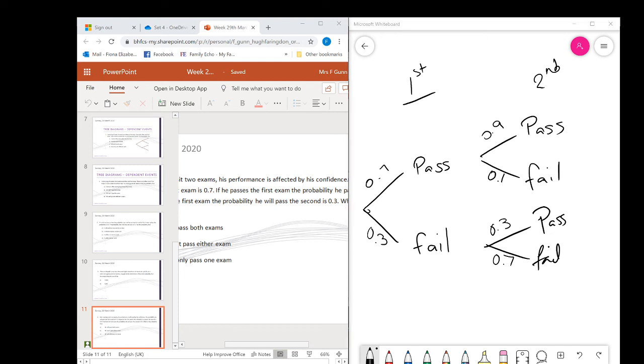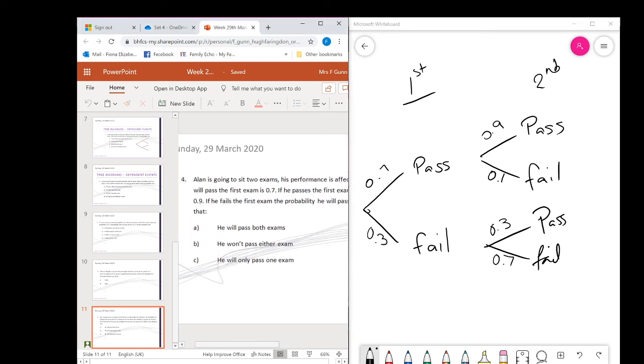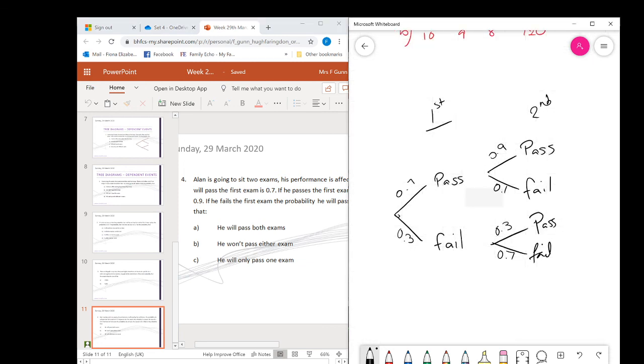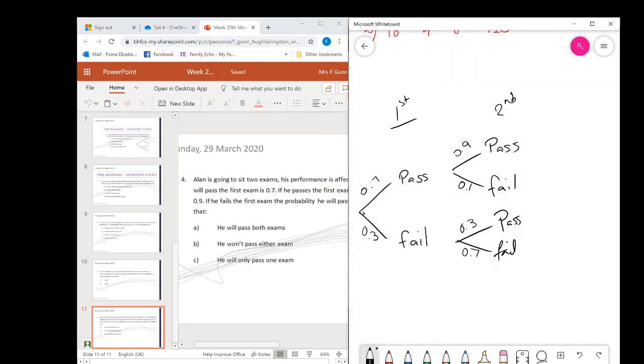There's 3 questions then, so I am going to probably work these out because they're not too hard to work out. So 7 nines are 0.63. Remember, 7 times 1 is 7, so it's 0.07. 0.3 times 0.3, 0.09, and 0.21. Okay, what's the probability he will pass both exams?